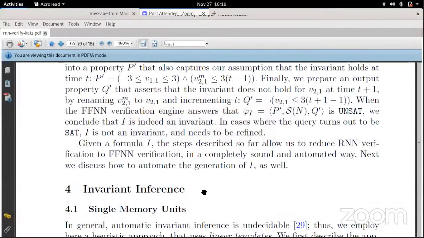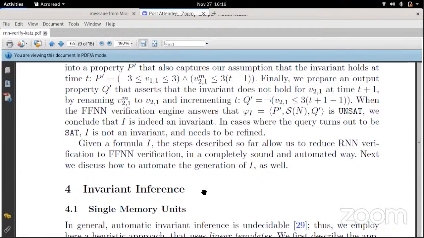So this is what we have seen so far about this RNN verification query, that it relies on finding inductive invariants. If you have managed to find a suitable invariant, then you can discharge your property. You can transform the whole problem into a feed-forward neural network verification problem, and then discharge it. There are two things which are important to understand here. First of all, this transformation is an over approximation.